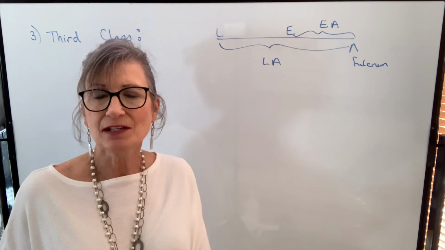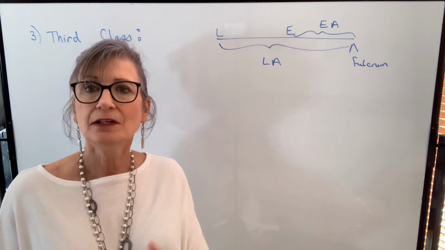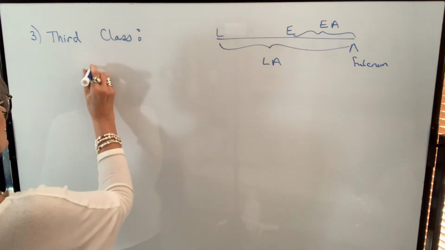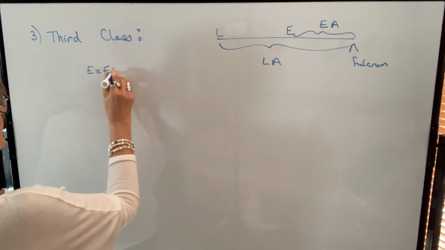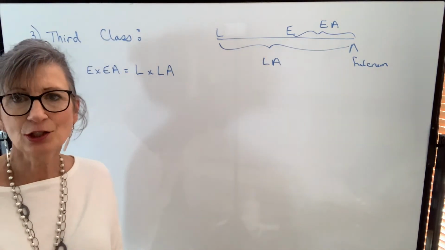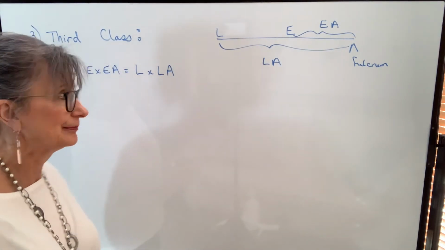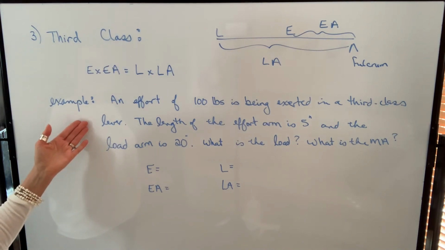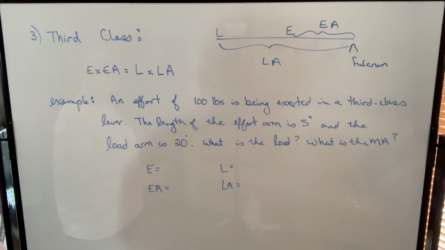Once again, we have the same mathematical relationship between the forces and the lengths of the arms. Effort times effort arm will equal load times load arm. Let's take a look at an example of a third-class lever. So our third-class example says an effort of 100 pounds is being exerted in a third-class lever. The length of the effort arm is 5 inches and the length of the load arm is 20 inches. What is the load? And what's the mechanical advantage?